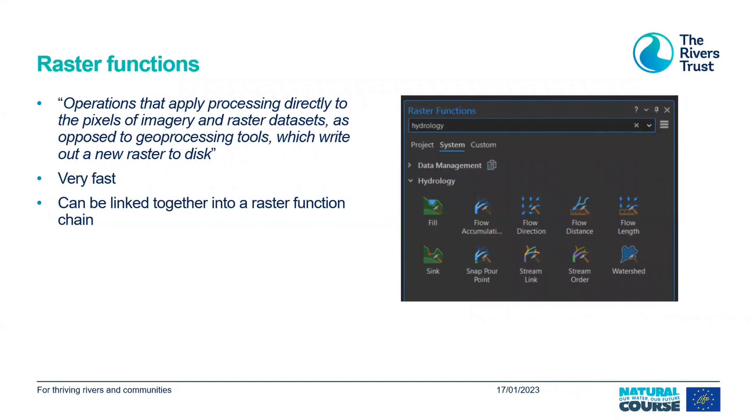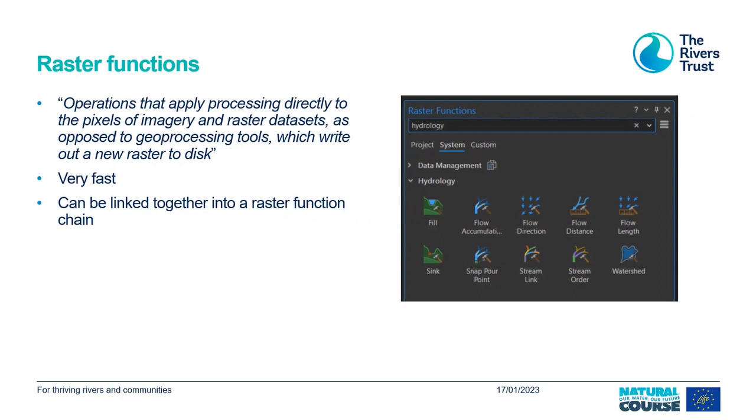In order to work with just your specific area of interest rather than the whole scene, you can use raster functions to clip the data. So for those of you who haven't used raster functions, they apply processing directly to the pixels of imagery, as opposed to geoprocessing tools, which actually write a new raster to a disk. And the raster functions' main benefit is that they work really fast compared to geoprocessing tools, because the output isn't actually being saved to your computer, it's just being displayed on the fly.